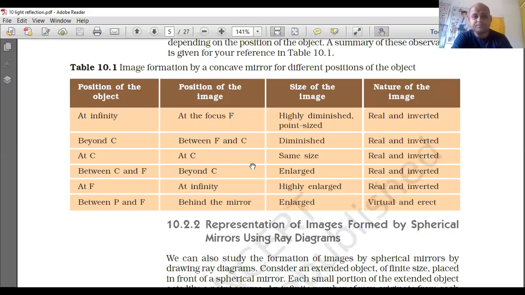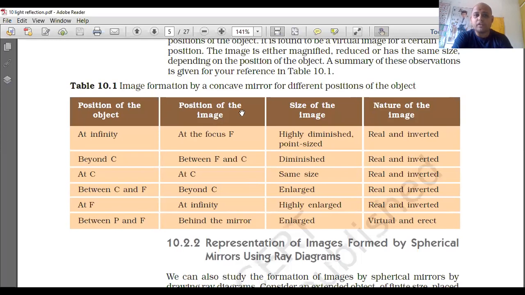Wonderful. Okay. So, once you have gone through this chapter in the textbook, let's talk about the textbook. Here we are. See, this is the table: image formation by a concave mirror. Now, I want you to make this table in your notebook. Make it wonderful, make it beautiful. Use different colors, make it on A4 size paper, and put it on your wall.